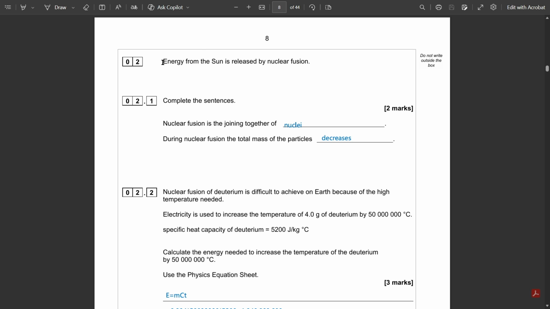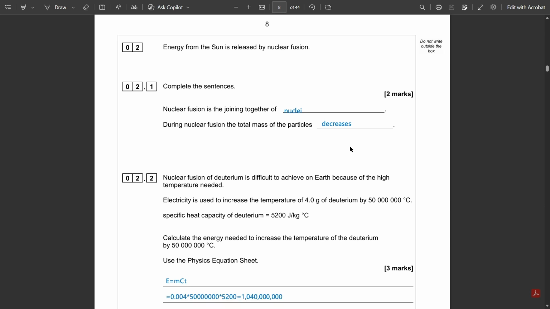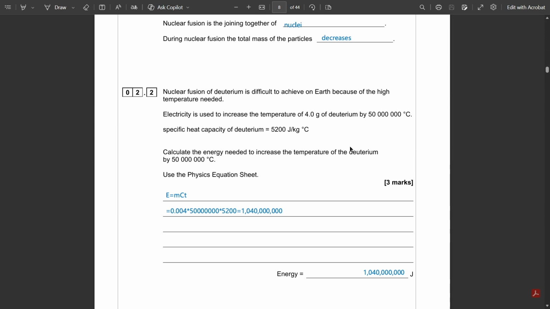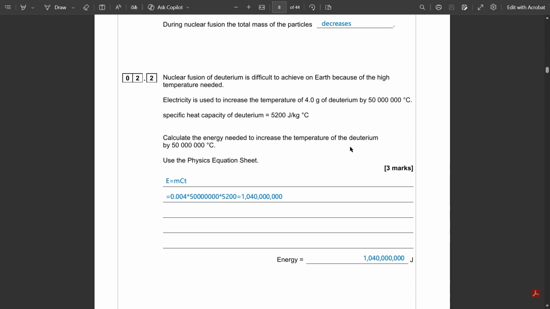Question 2. Energy is released from the sun by nuclear fusion, and we just have to complete the sentences. Nuclear fusion is the joining together of nuclei. During nuclear fusion, the total mass of the particles decreases, and this is because the sum of the mass is converted into energy using the very well-known formula E equals mc squared, which we do not have to use here. Nuclear fusion of deuterium is difficult to achieve on Earth because of the high temperature needed.